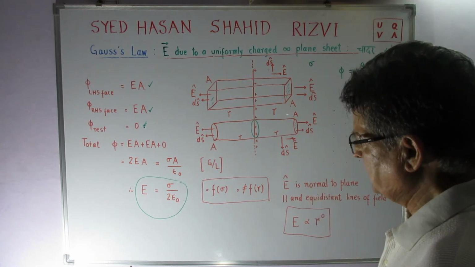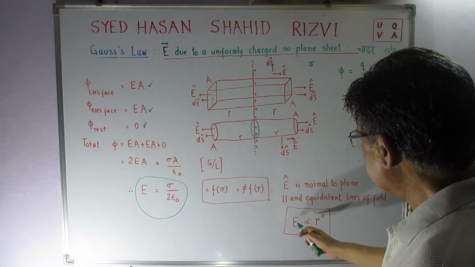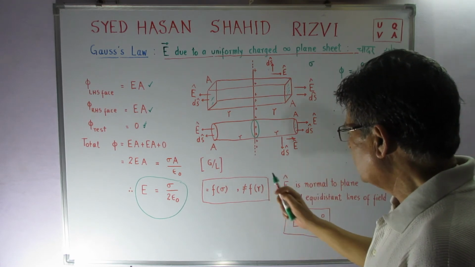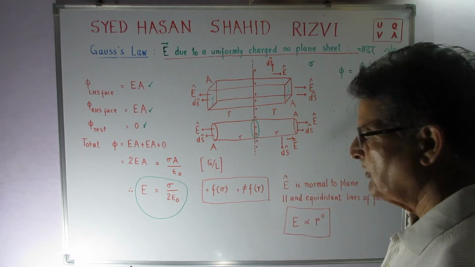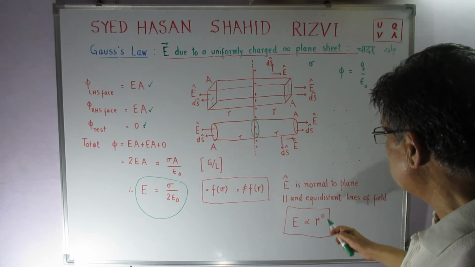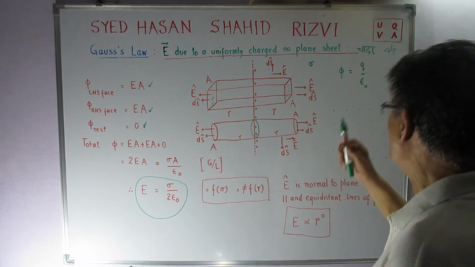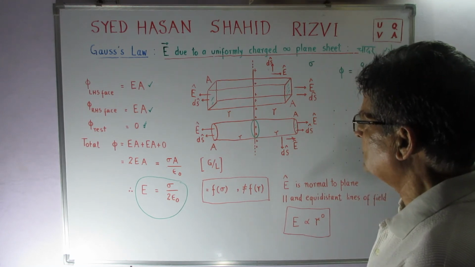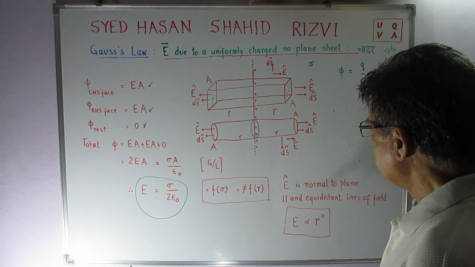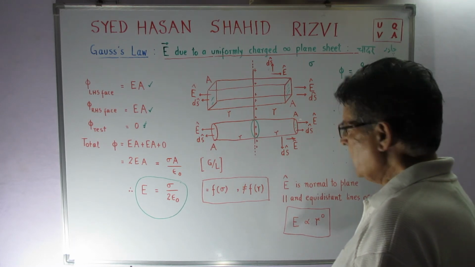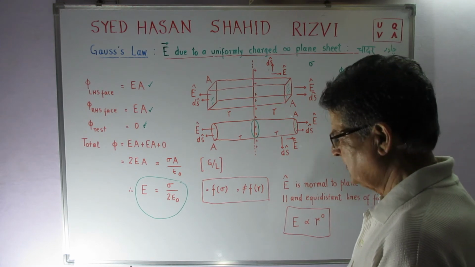Now, the beauty is that E is not dependent on the value of R, which I can say that E is proportional to R raised to the power of 0. Okay. Now, next item is a simple item, not very difficult.